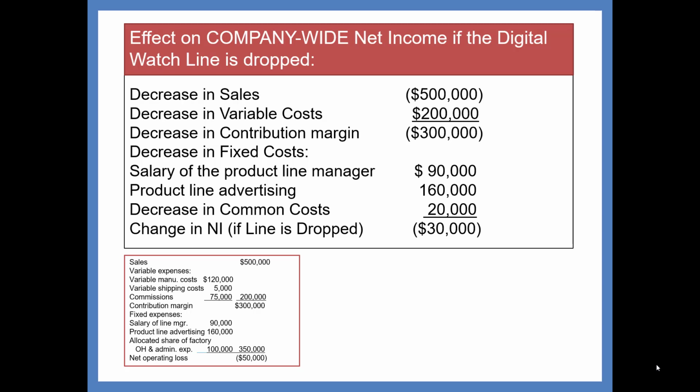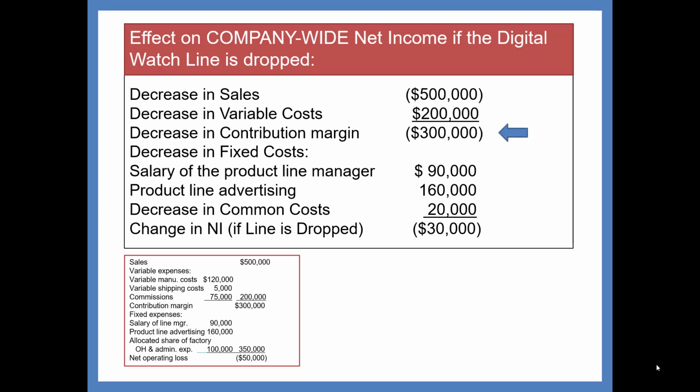This means that company-wide income will go down by $30,000 if you drop the line in the short run. It looks like we would gain $50,000 of income since that line is showing a loss, but we would actually reduce our income in the short run. Now in the long run, the company might be able to adjust those common costs a bit more, eliminate some managers, reduce the size of the factory, but in the short run, they're not going to be able to do that.